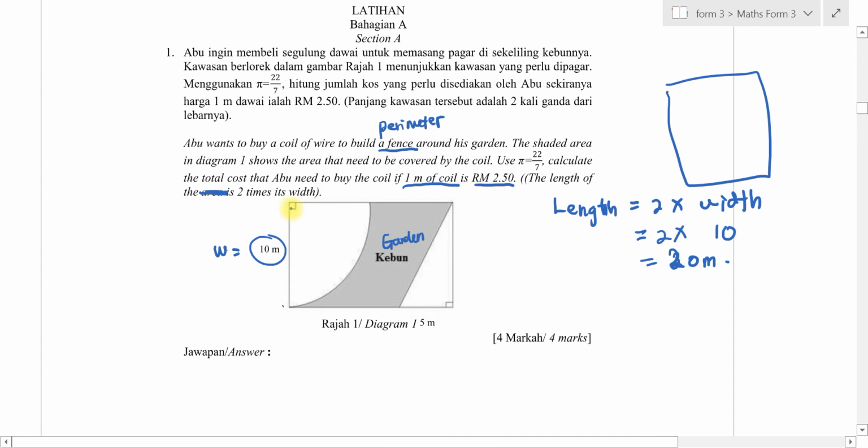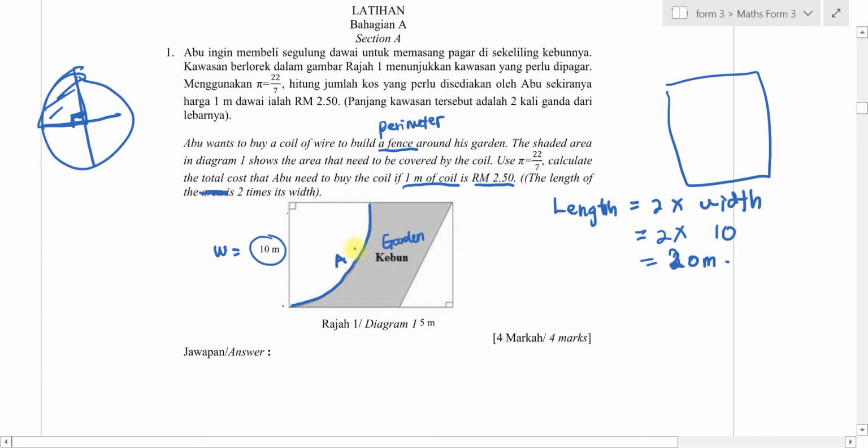So this is a quadrant. This is a quadrant circle. Quadrant circle means the circle divided by 4, right? This is 1/4 of the circle. How can we know for sure? Because they put here 90 degree. Whenever you see 90 degree, this is a quarter of the circle. So we need to know the length of the arc here.